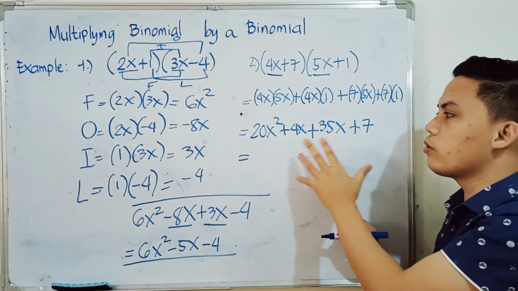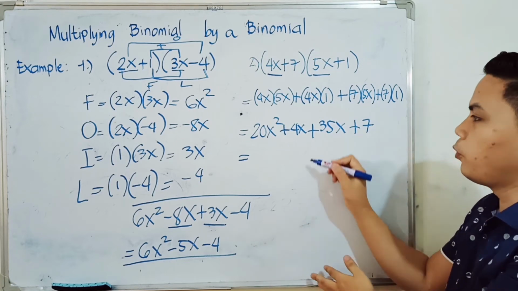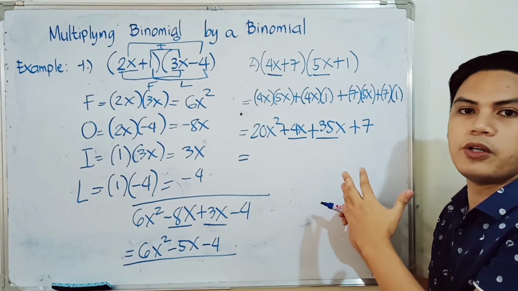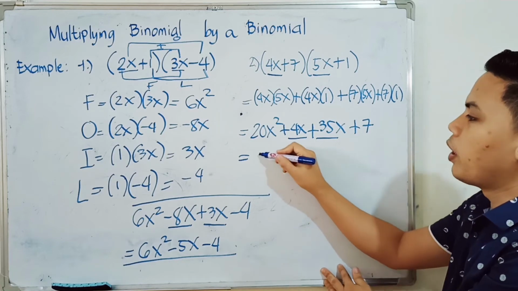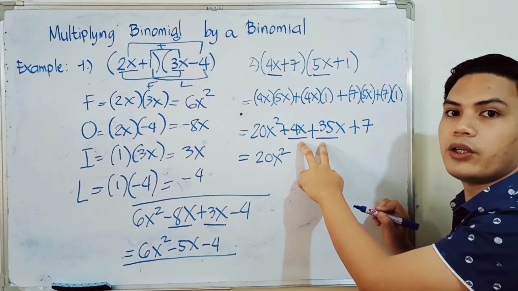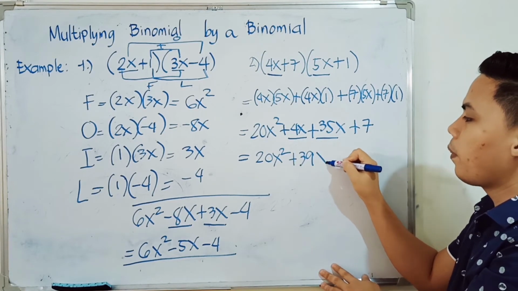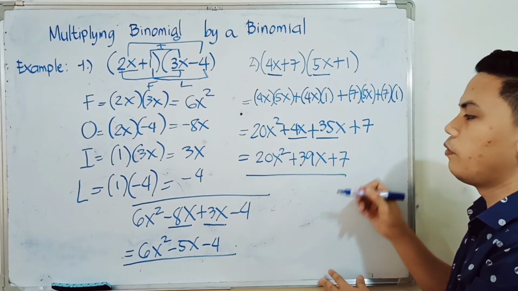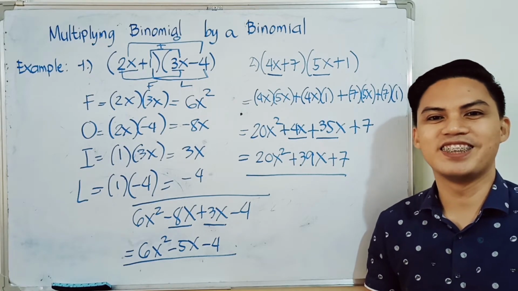Then, we look at which terms can be combined. The only ones we can combine as one term would be 4x and 35x. The rest that we cannot combine, we simply bring down or copy. So, we have 20x squared. Then, we're going to add 4x and 35x. So, it will become 39x. And lastly, we have the constant term which is positive 7. So, the final answer is 20x squared plus 39x plus 7.